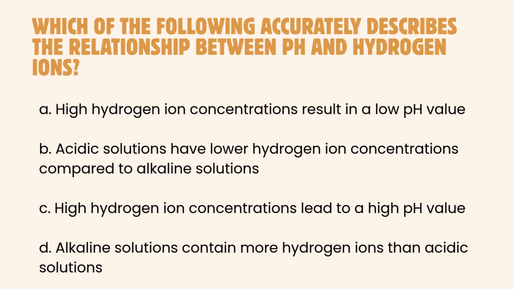Which of the following accurately describes the relationship between pH and hydrogen ions? A. High hydrogen ion concentrations result in a low pH value. B. Acidic solutions have lower hydrogen ion concentrations compared to alkaline solutions. C. High hydrogen ion concentrations lead to a high pH value. D. Alkaline solutions contain more hydrogen ions than acidic solutions. 5 seconds.